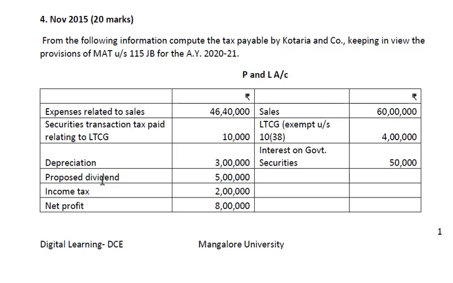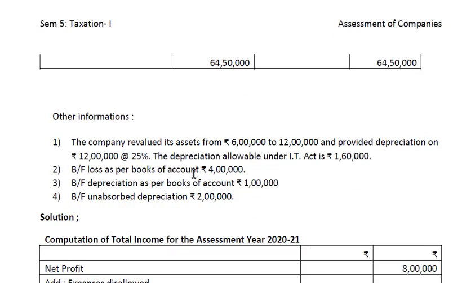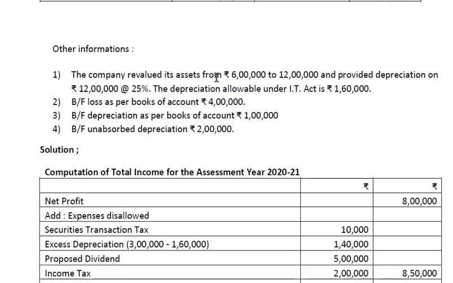Now profit and loss account is given. So first, from the net profit, we have to find out the business income, and thereby we will find the total income. Let us see the computation. Other information is given here.